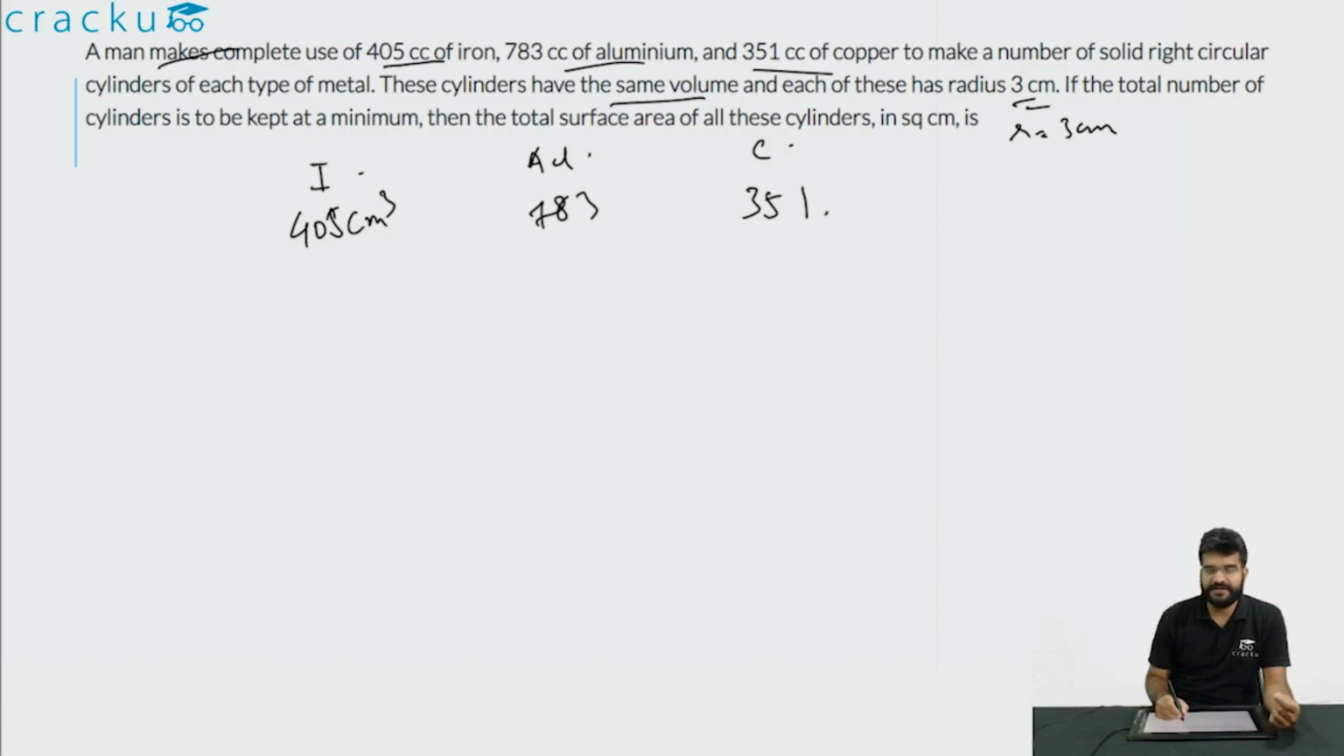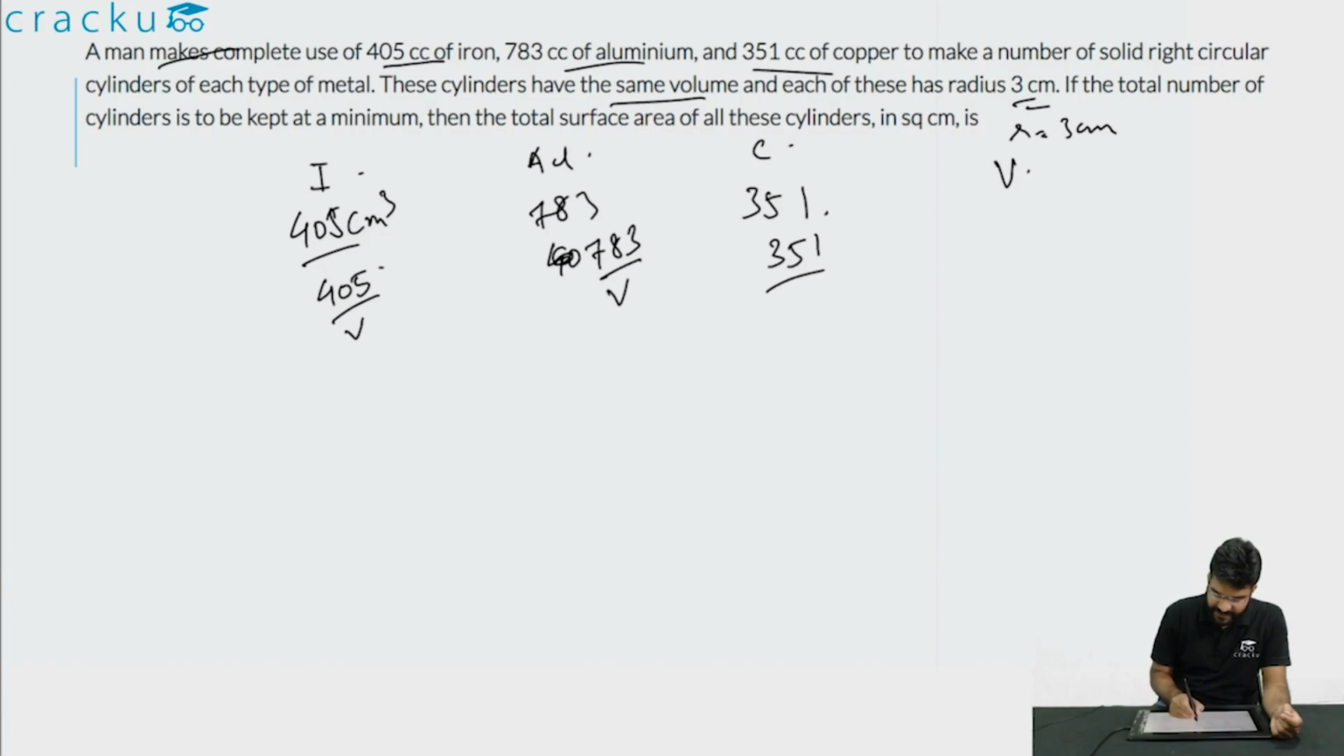So let us assume that the volume of the small cylinders is V. So as the total metal is 405, for example in iron, the number of small cylinders that he'll make, which are of iron, is 405 by V. Similarly, the number of aluminium cylinders that he'll make is 783 by V, and the number of copper cylinders that he'll make is 351 by V. These are the different cylinders of different metals that he'll make.